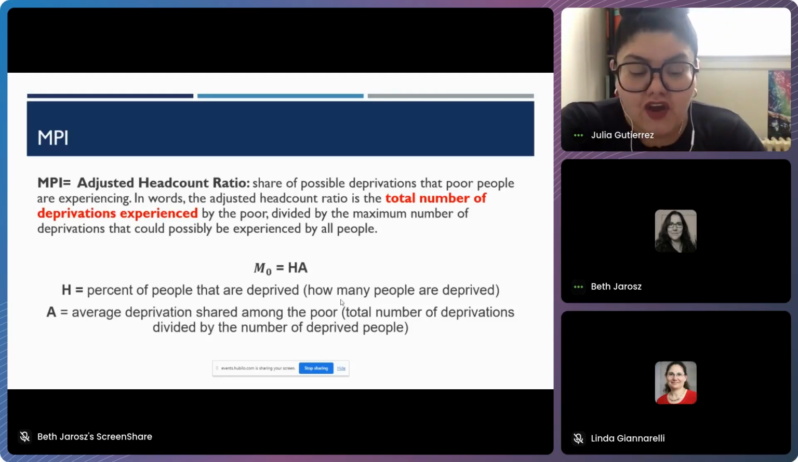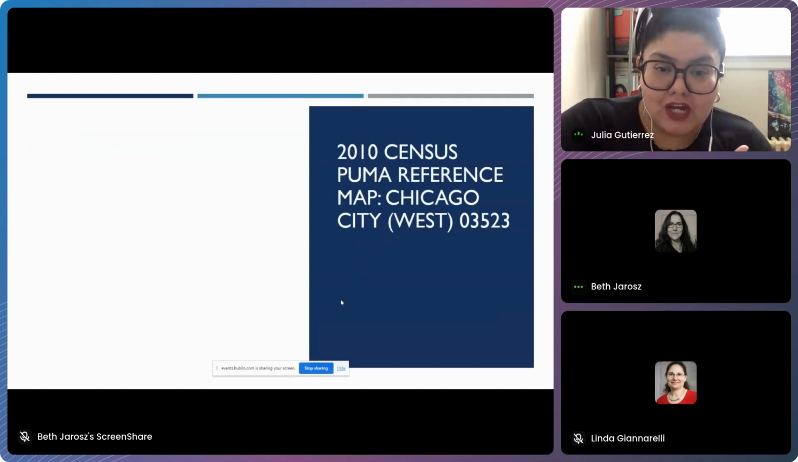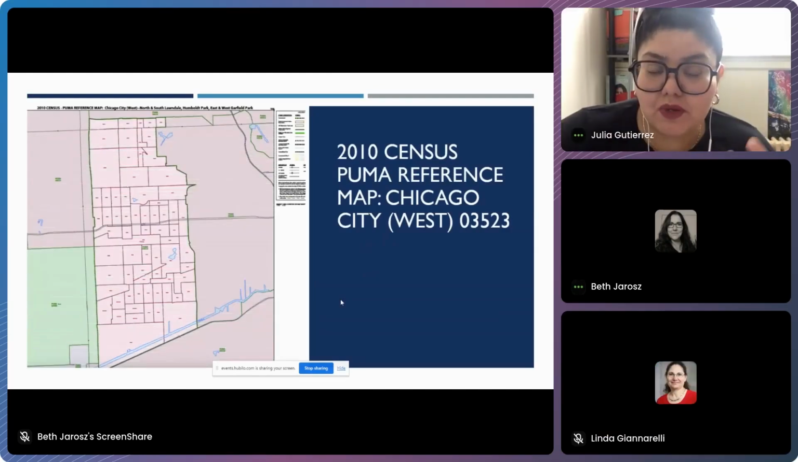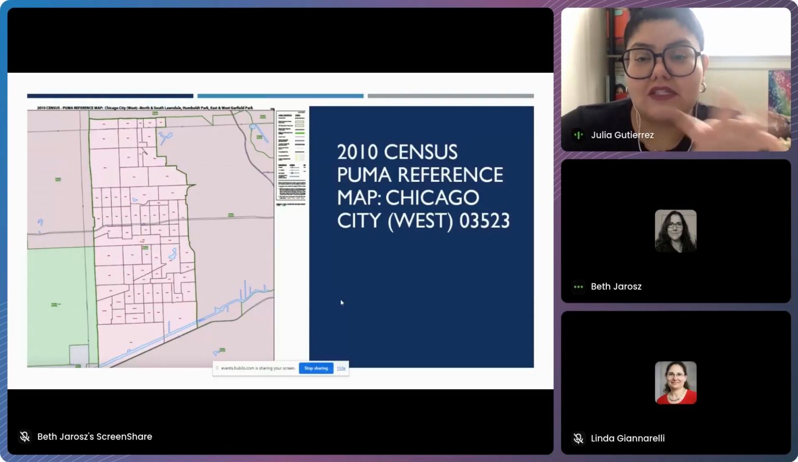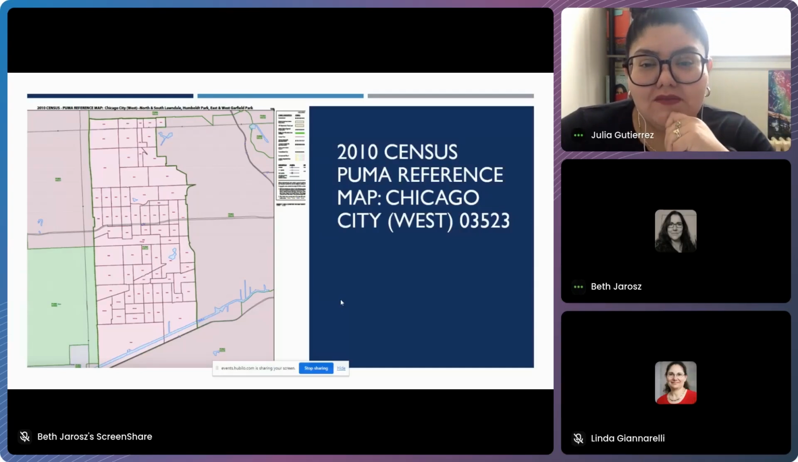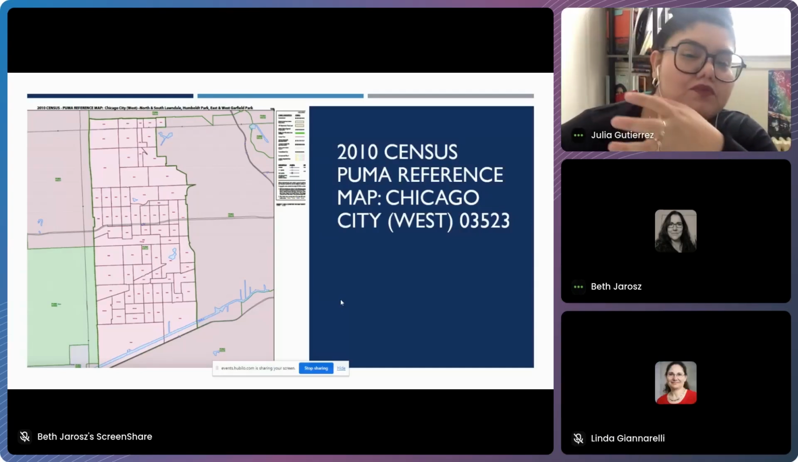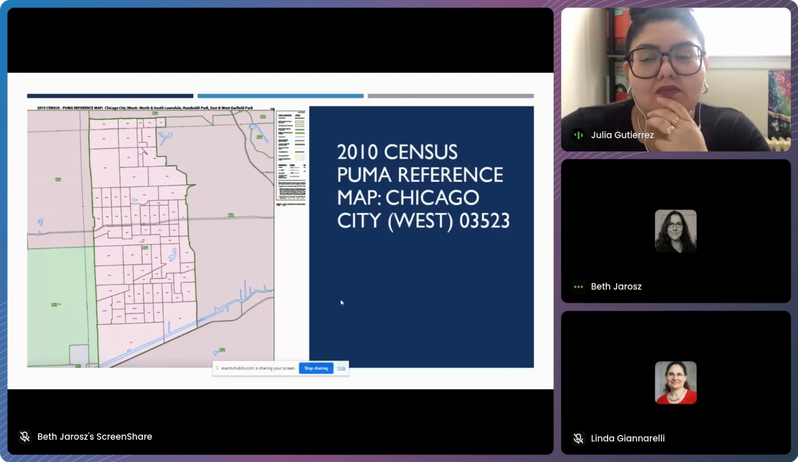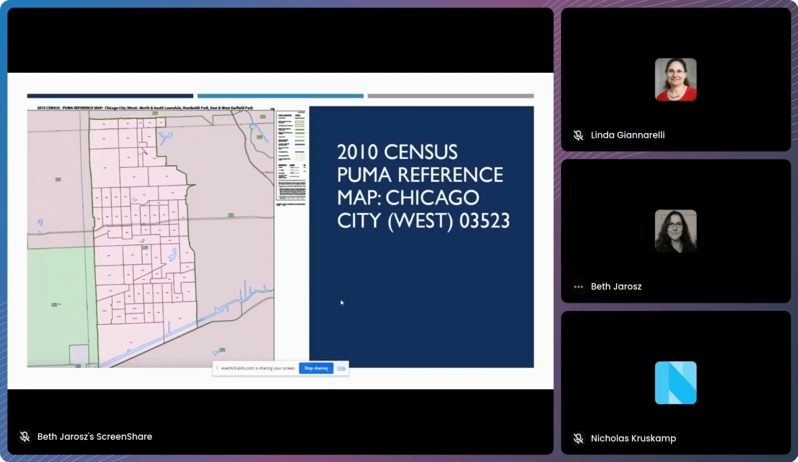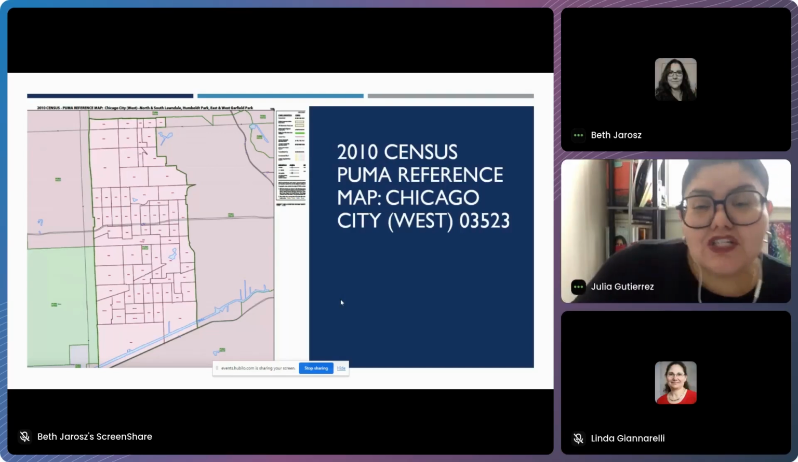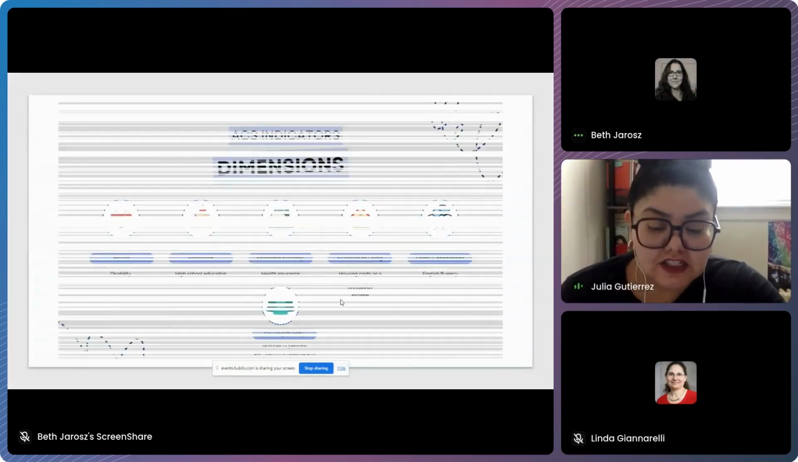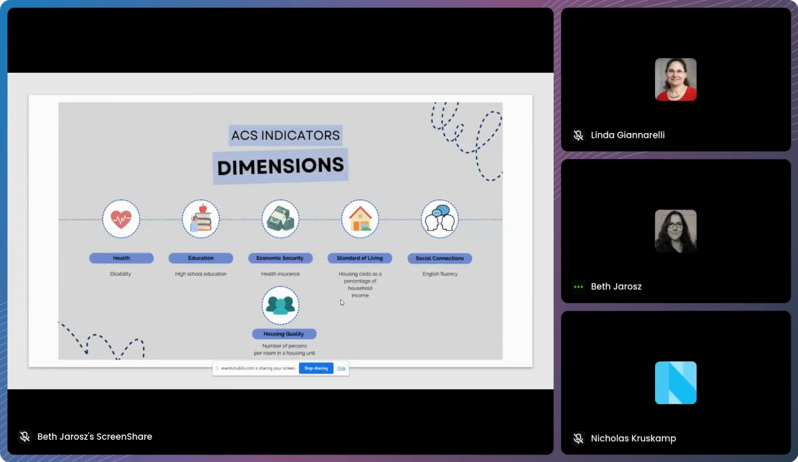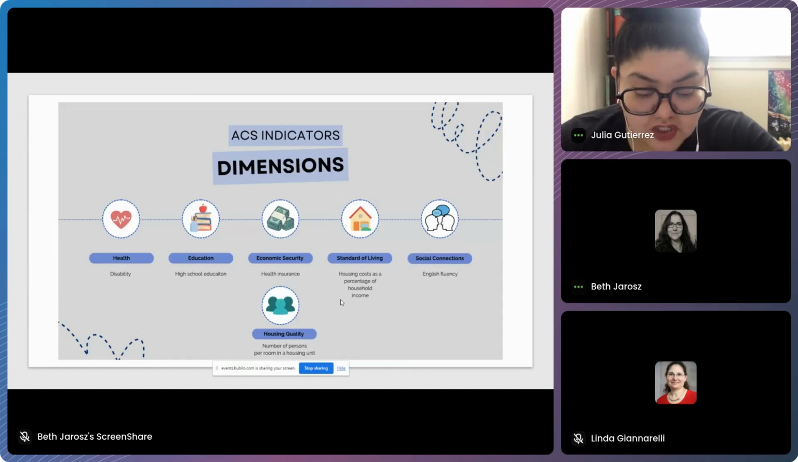So then how I will be using this in my project is I will be using the 2010 Census PUMA reference map from Chicago. The code is 03523. This is a map of the PUMA reference map. As you know, the PUMS data set is the smallest it can go, with a minimum of 100,000 in population. So the dimensions that I will be using, based on the ACS, are health, education, economic security, standard of living, social connections, and housing quality.